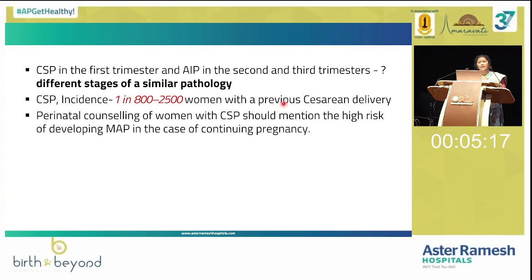What is the incidence of caesarean scar pregnancy? It is 1 in 800 to 2500. So when we see a caesarean scar pregnancy in the first trimester, and if the woman wants to continue the pregnancy, we should guard her about the risk of developing adherent placenta.